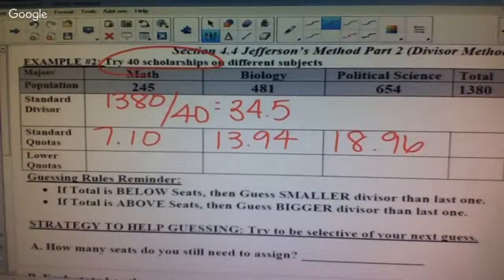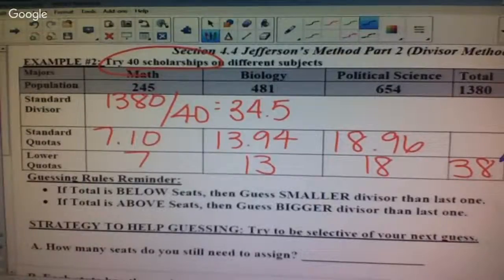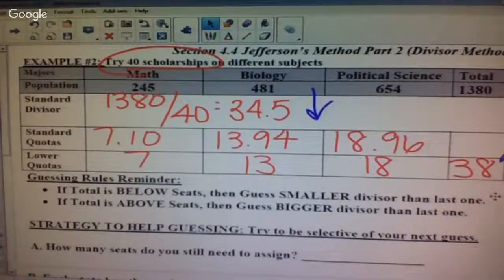Okay. So Jefferson's method says give out the lower quotas. 7, 13, 18. Well, when I add that up, I only get 38. So that means that this number needs to go up because it needs to be 40, which means I need to guess a number that is lower than 34.5.